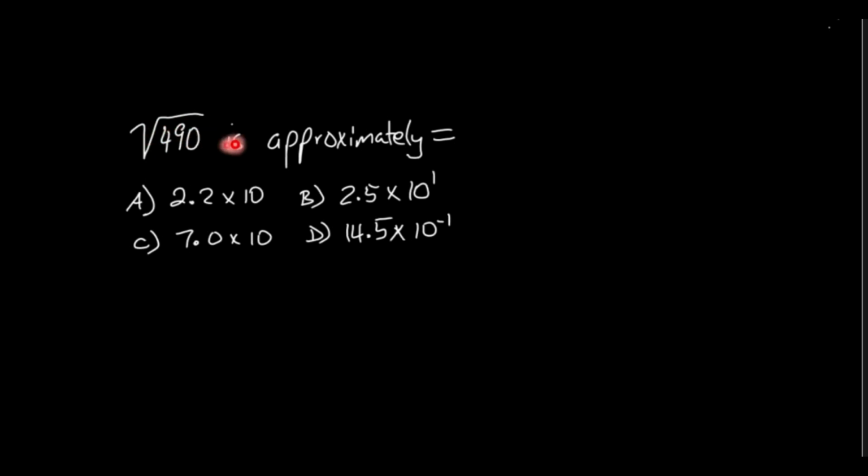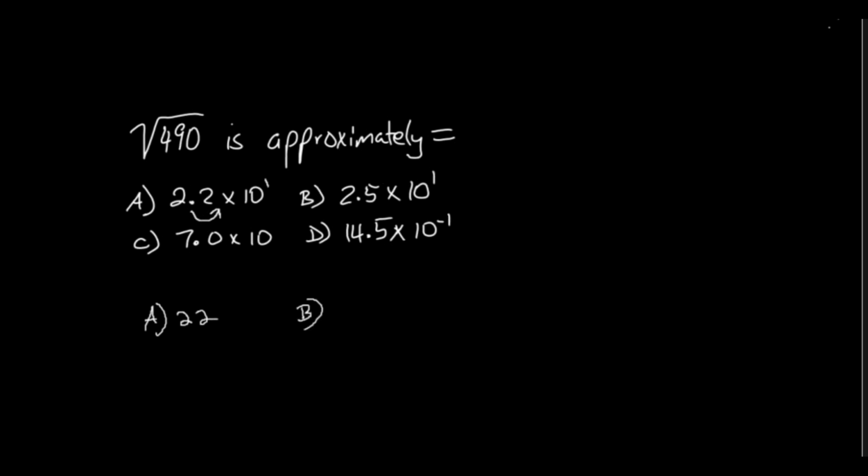The square root of 490 is approximately which one of these? Well, we need to look at what these numbers are saying to us. So we have 2.2 times 10, which we know is 10 to the first power, and we move one place to the right. Since it's a positive power of 10, we move to the right. And so this is actually 22. So A is the same thing as 22.